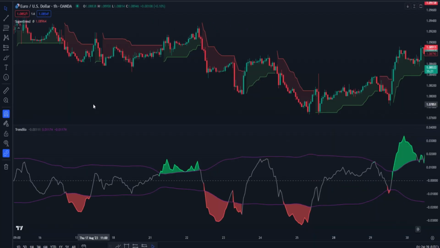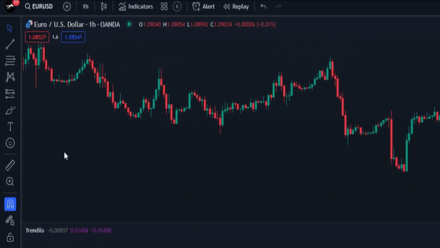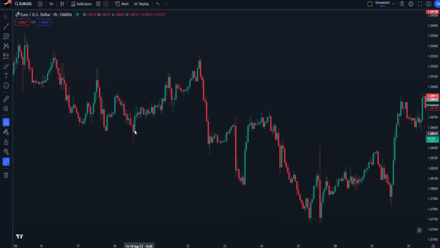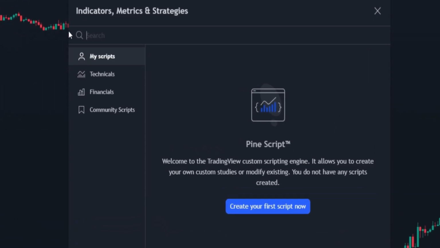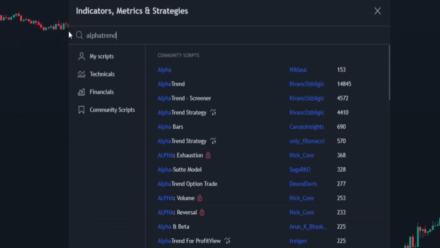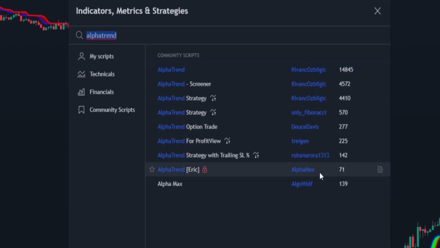To initiate, launch the TradingView platform and remove any prior indicators. Once your chart is pristine, shift the time frame to 5 minutes. Now, navigate to the Indicators tab and seek out the Alpha Trend Indicator by Kevin C. Bilgic. Apply it to the chart.